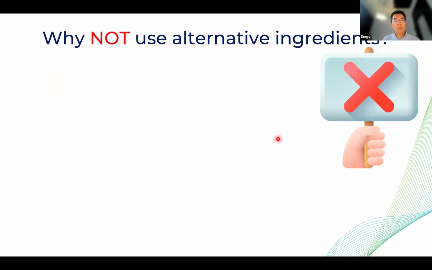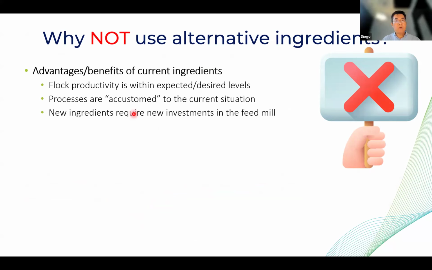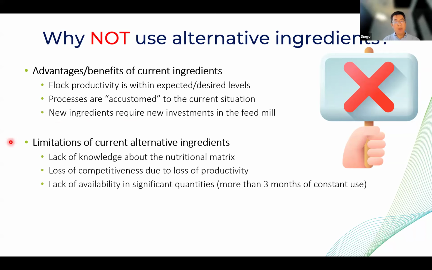So, why do we not use alternative ingredients? Some possibilities. One, advantages or benefits of current ingredients. The flock productivity is okay. I am already accustomed to the current situation, but the other thing that can stop us from using alternative ingredients is that maybe it will require new investments in the feed mill, a new silo, for example.